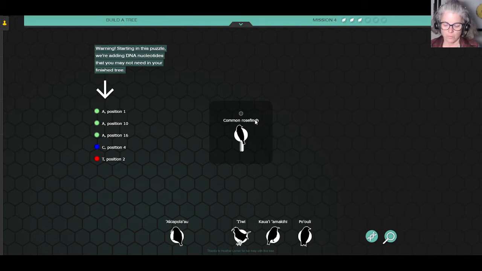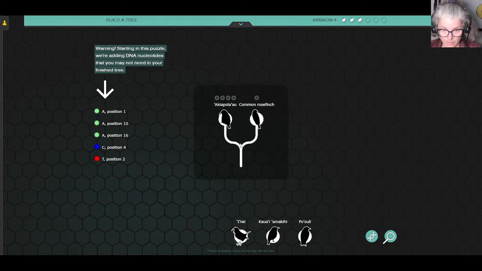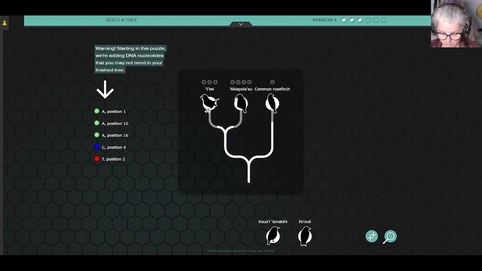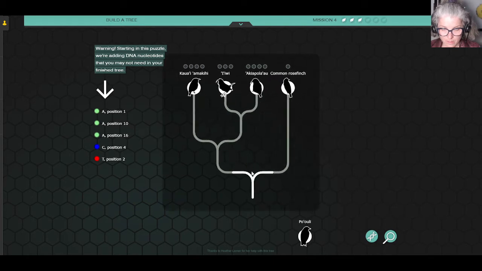Let me see. Oh, I've got the wrong one here. We had this bird and this one and this one all had C. I'll hit C. And then this bird and this one were connected by position 16, A at position 16.